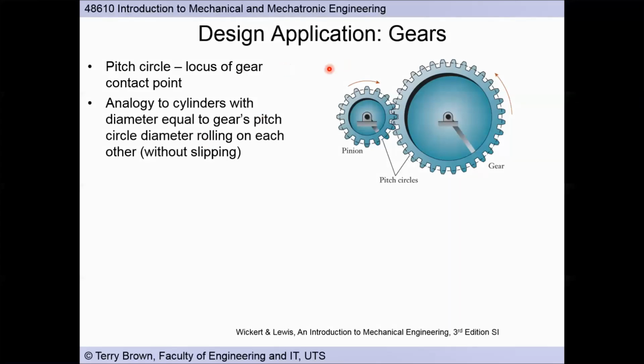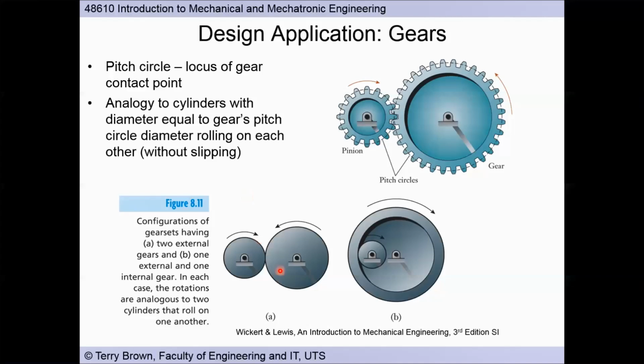Looking at gears, if we think about what we call the pitch circle, which is the locus of the gear contact point. You can see here we've got our gears coming into contact with each other, and there's a contact point. We have a circle on the input, which is often referred to as the pinion, and then the output, which is the gear. You can see that there's this pitch circle that runs through the teeth. We can make an analogy to cylinders with diameter equal to this pitch circle diameter, and we imagine those cylinders rolling on each other without any slipping. So this is what we imagine is happening at the pitch circle. These cylinders are rolling on each other without any slipping.